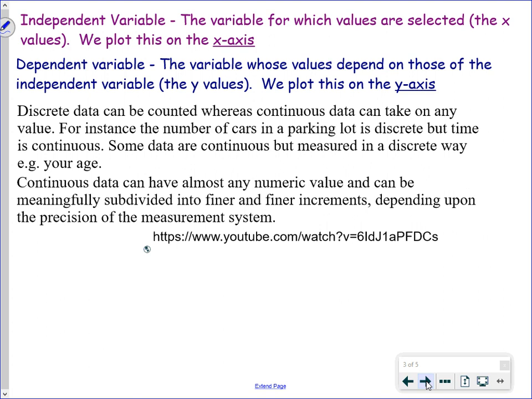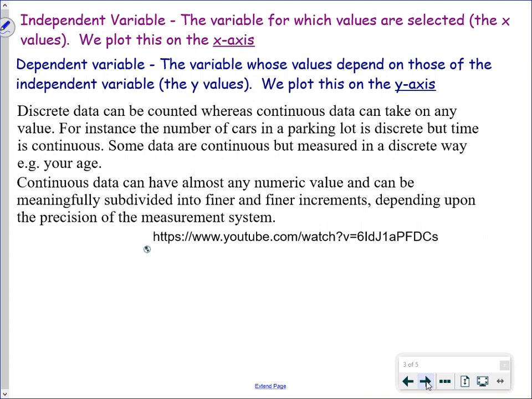So sometimes data are continuous but measured in a discrete way. So for example, your age. Yes, it is continuous because you can be 15 years, 5 months, 3 days, 4 hours, and 33 seconds. So that would be continuous because it's always changing. But we typically represent this in a discrete way and say, I'm 15 years old.